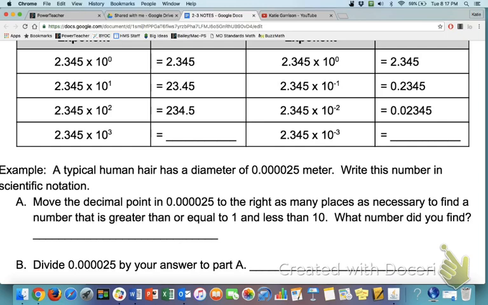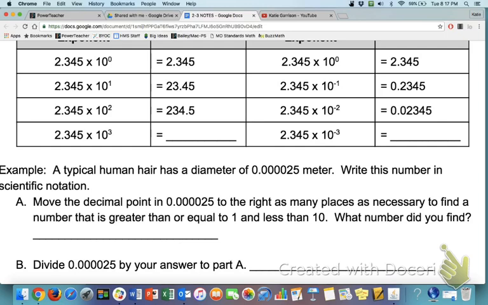It says you can use what you know about writing very large numbers in scientific notation to write very small numbers in scientific notation. Notice how the decimal point moves in the table below, and then we're going to complete the table. So when it's 2.345 times 10 to the 0, that would just be 2.345 in standard notation.